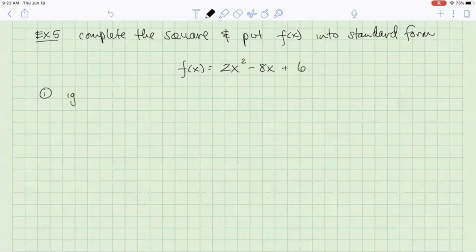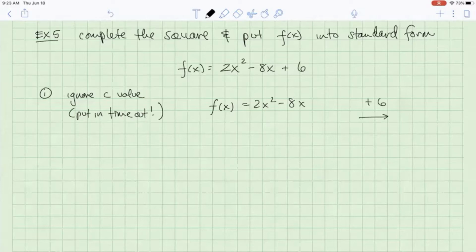One, ignore your c value. Put it in timeout. So the first thing that you want to do here is basically ignore your constant term and put it off to the side. Get it out of the way. Now, you want to complete the square on these terms.